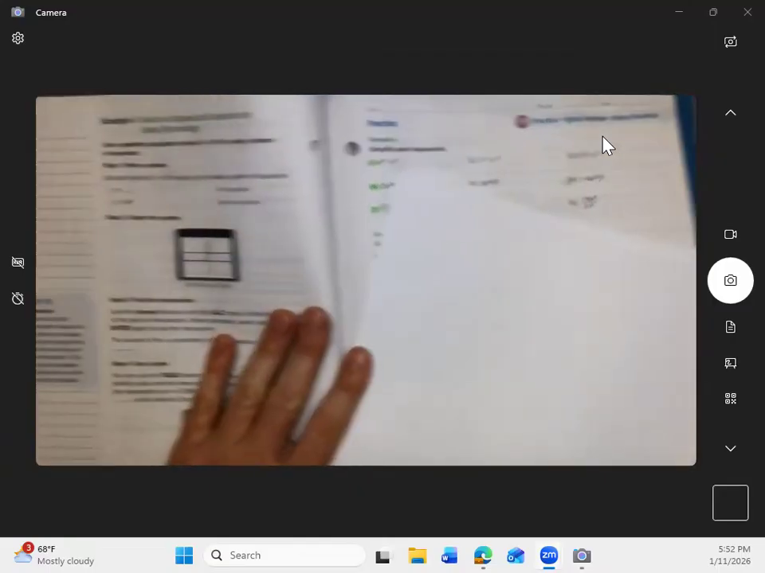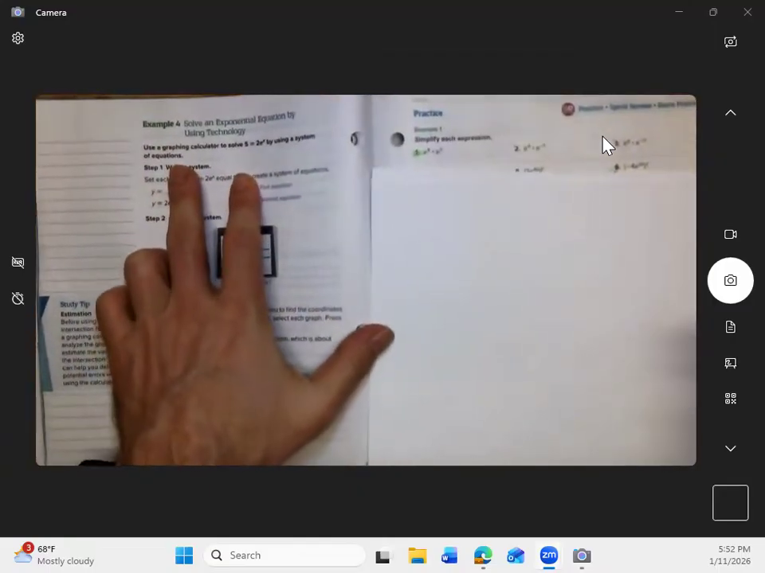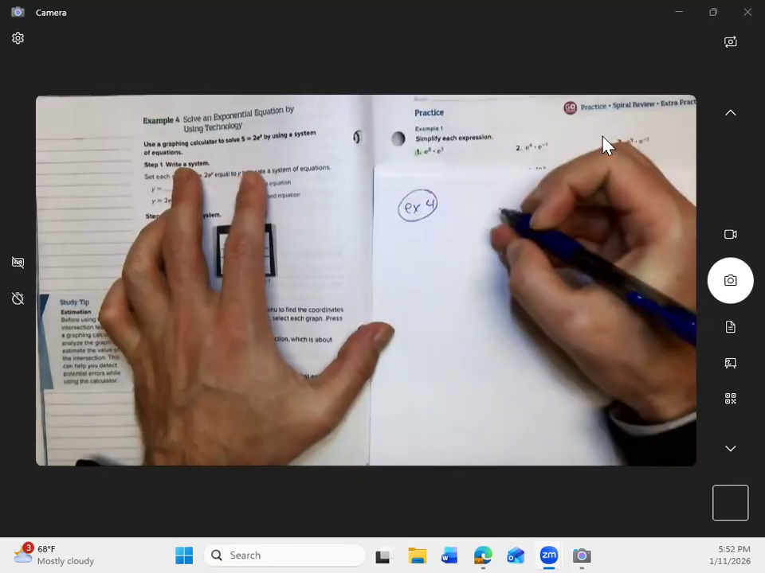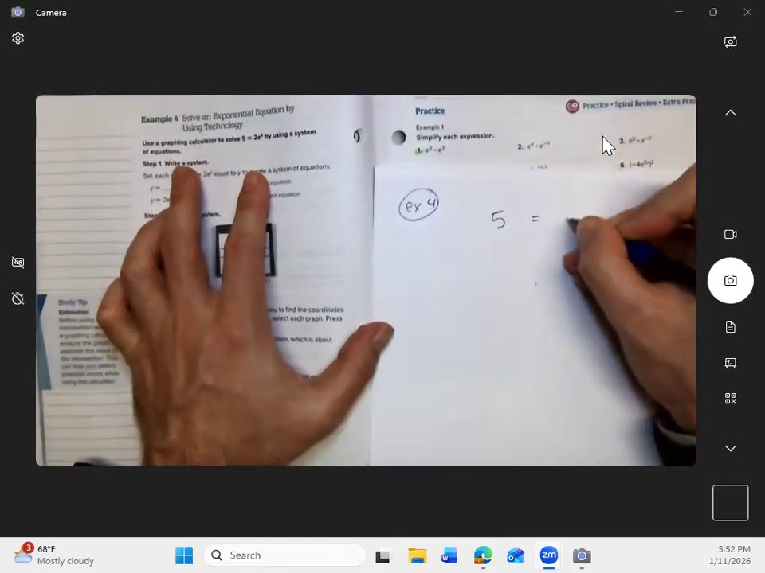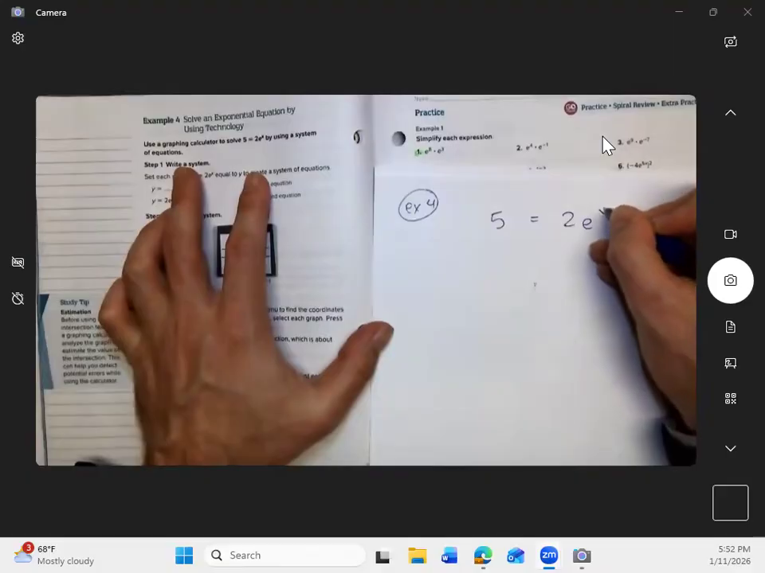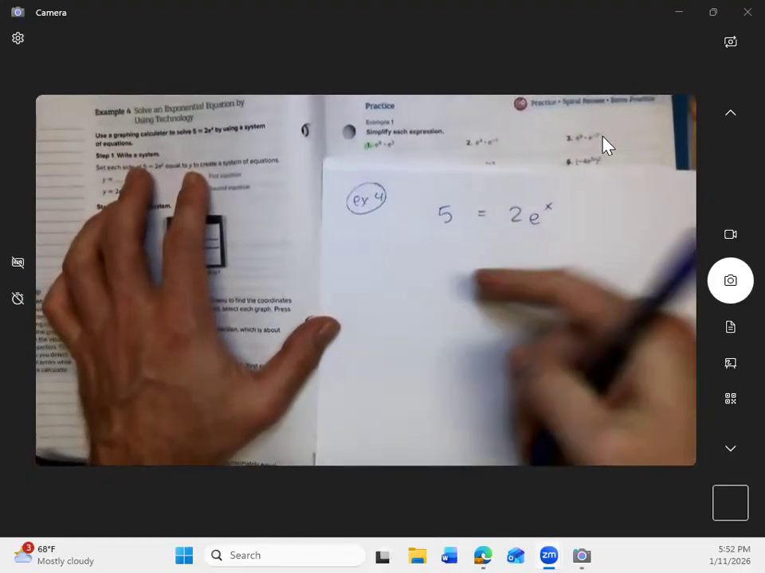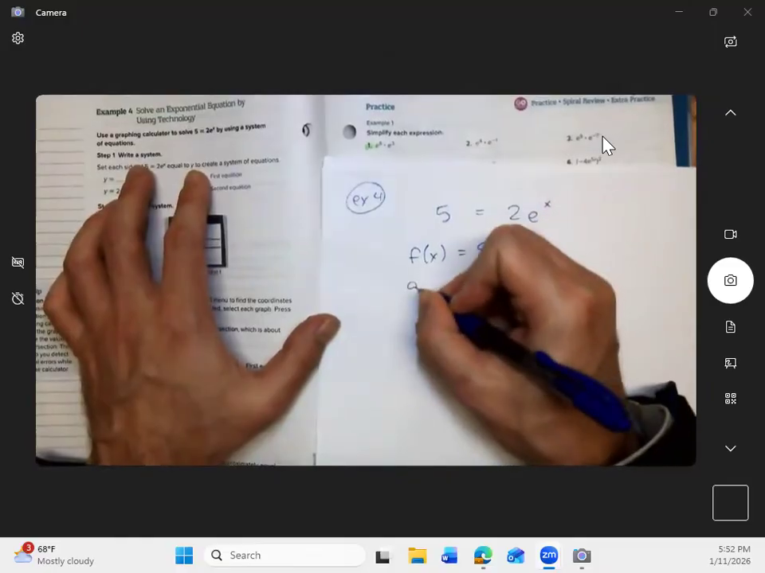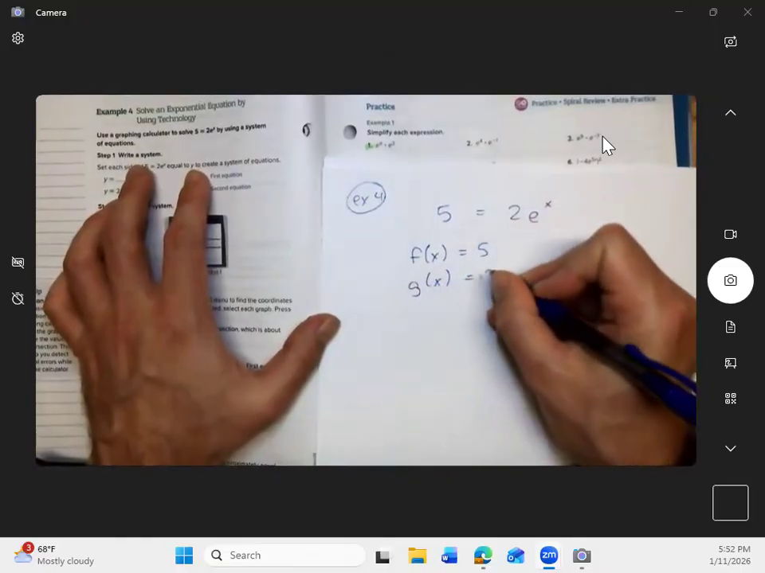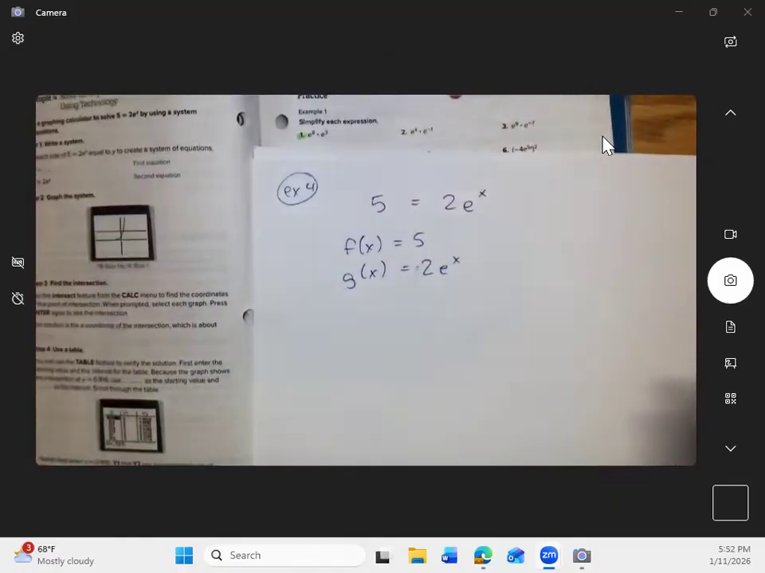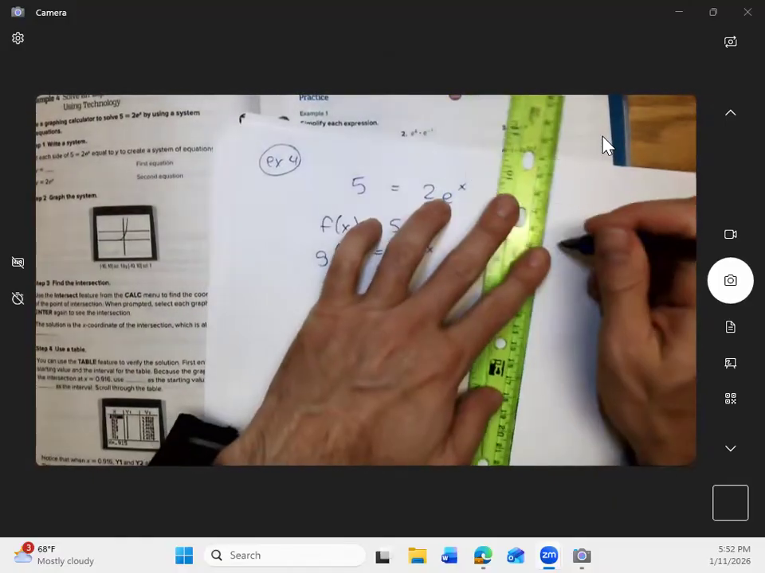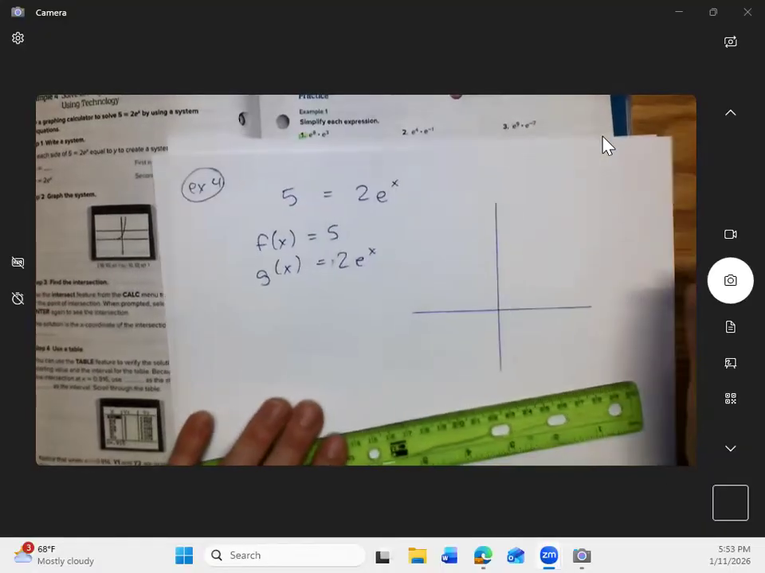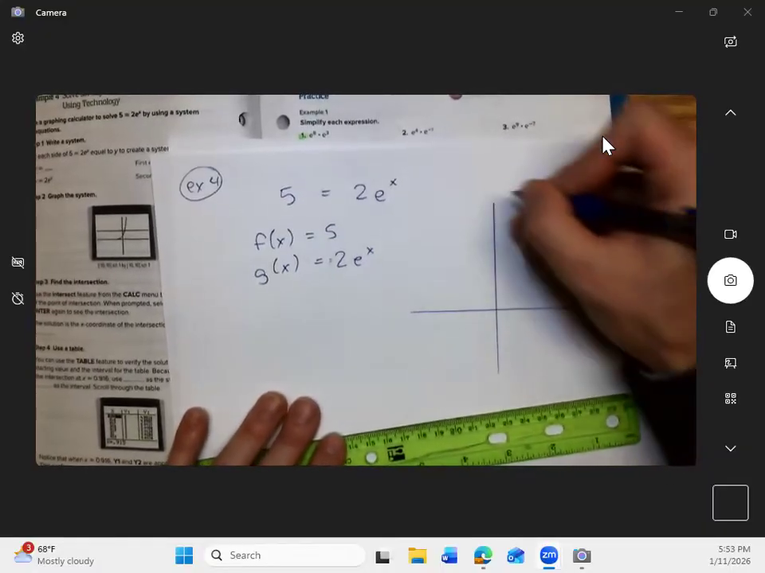Okay, example four, solve an equation using technology. Say using a graphing calculator to solve 5 equals 2e to the x. I know what they want you to do here. They want to say, let's call f of x equal to 5 and g of x equal to 2e to the x, and just see where the curves cross and sketch it out here. It's good practice to think like this. Then I'll throw this on Desmos and we'll see exactly what it looks like.